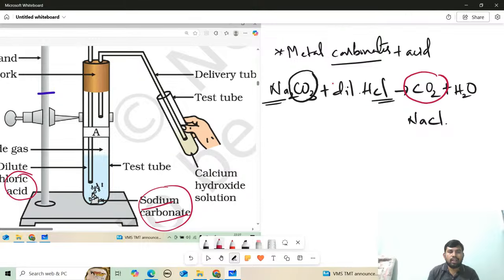Slowly, this gas is produced here. CO2 gas will be produced here and will pass through this glass pipe and glass tube. It is made to pass through the lime water. This calcium hydroxide is called lime water.